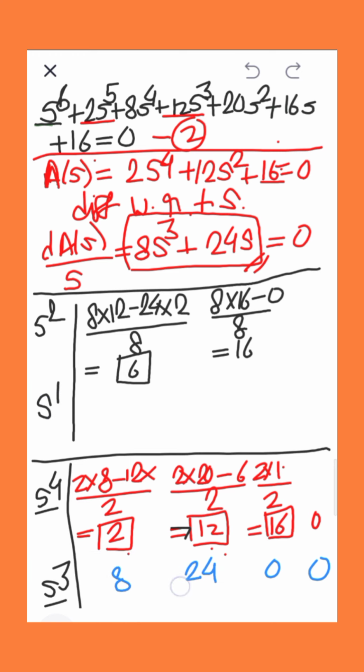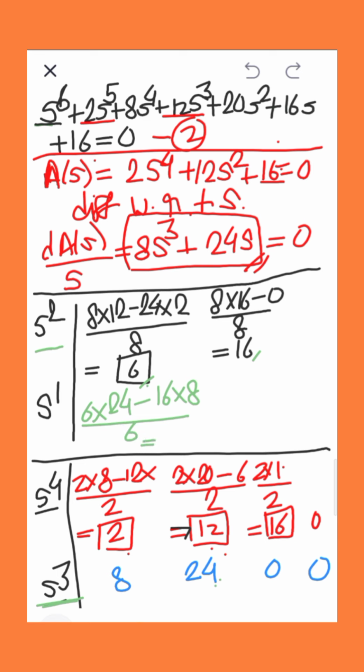1. For the s to the power 1, we have to consider s to the power 3 and s to the power 2. So 6 into 24 minus 16 into, wait, 6 into 24, 16 into 8, upon the 6.